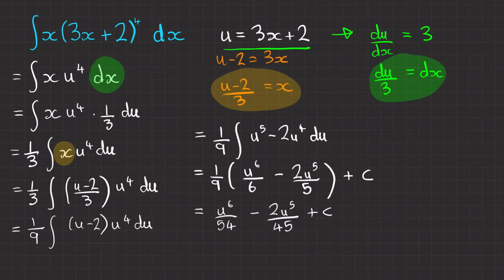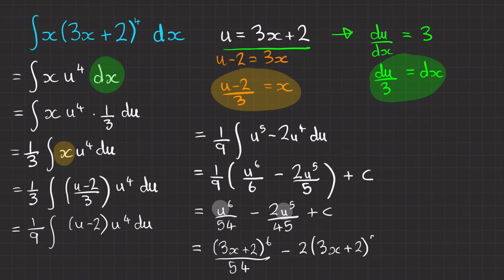And now finally we've integrated it and we've simplified it, so all that's left to do is to substitute those u values back in. Our u value being up here, so I'll have equals (3x plus 2) to the 6 all over 54 minus 2 lots of (3x plus 2) to the power 5 all over 45 plus c. And there's our final answer.